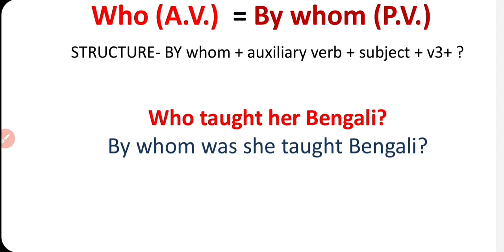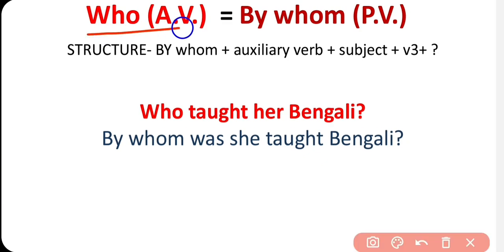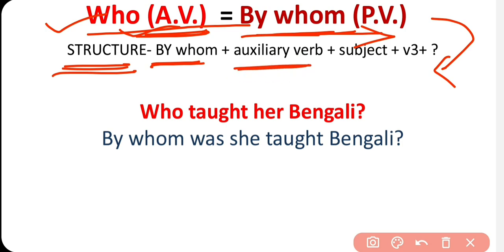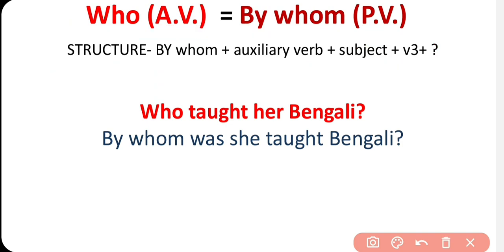The interrogative sentences which begin with who, notice the passive voice of these sentences. So what is the structure of sentences containing who? So who in active voice becomes by whom in passive voice. So who is changed to by whom in the passive voice. So what is the structure? You have to place by whom first, then the auxiliary verb, then subject, then verb 3, then you have to put the interrogative sign, the interrogative mark. So let's take an example.